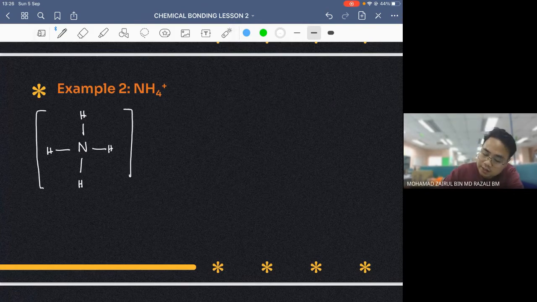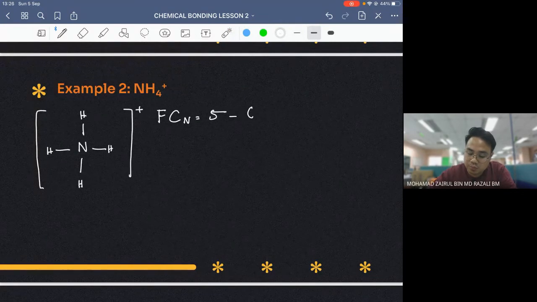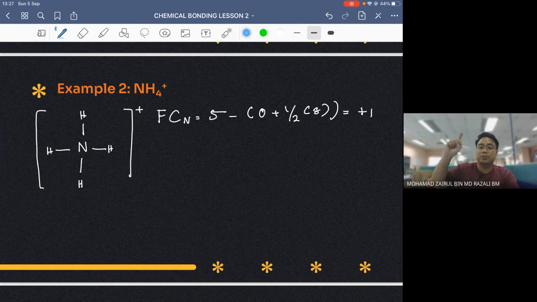Okay, so we calculate the formal charge for the nitrogen. Nitrogen 5 valence electron. Nitrogen does not have any lone pair for this structure, so the lone pair must equal to 0 plus half bonding pair. So surrounding the nitrogen will have 4 bonds. So satu bond bersamaan dengan 2 electrons, so 4 bonds is equal to 8 electrons. So your formal charge for nitrogen is positive 1. So as a good practice, once awak dah kira formal charge, tulis dekat atom tu positive 1.